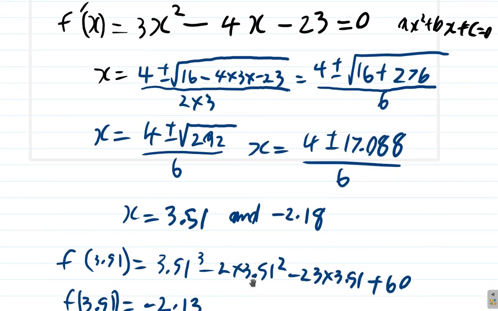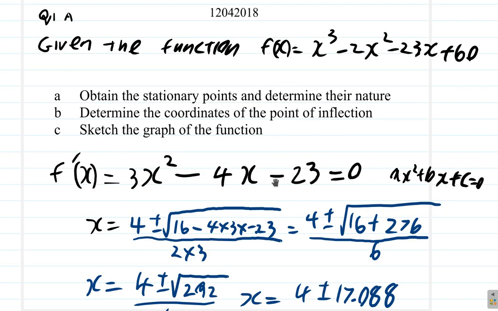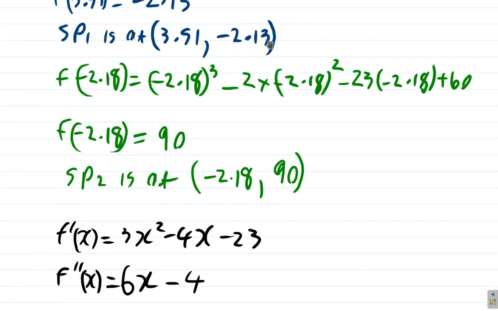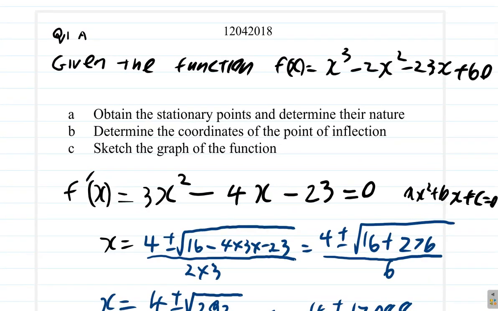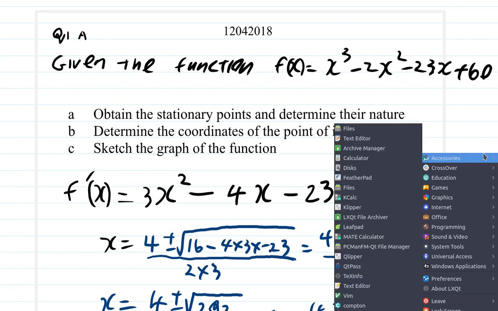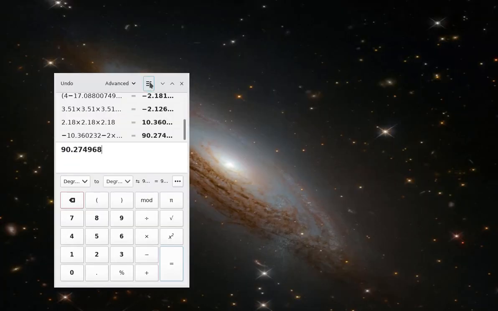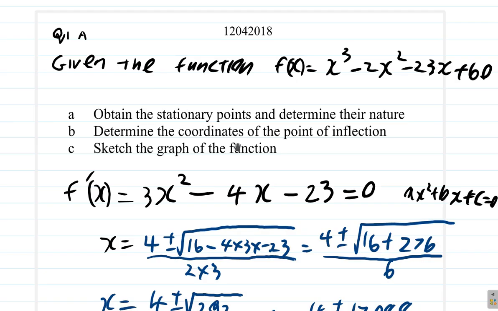Alright. The next part says determine the coordinates of the point of inflection. But just before we do that, let us get an idea what the curve looks like. So far, I want to see what this curve might look like. So let's wait on our graph plotter to open, and we're going to put this equation into it.